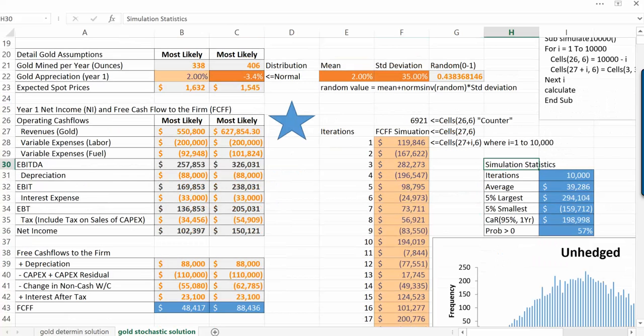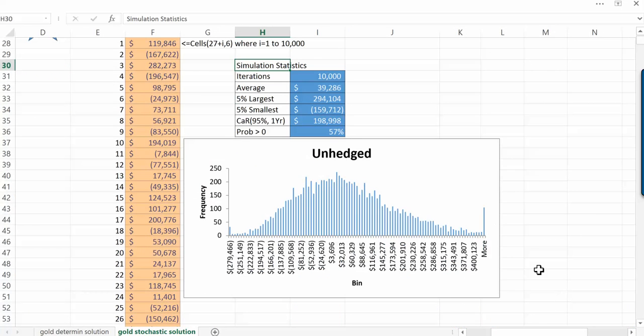And then I looked at those outcomes, and these are the 10,000 free cash flows. Looks like most of them are between negative 279 and about 400,000, with some really high ones out here, a bunch of outcomes above 400,000. And we can talk about the average, the 5% largest, the 5% smallest, the probability cash flows are greater than or equal to 0, and so on.